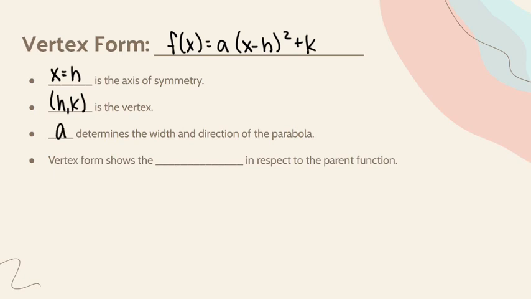A determines the width and the direction of the parabola, and vertex form shows the transformations of a function with respect to the parent function. The a tells us if there's a vertical stretch or a vertical compression, as well as if there's a reflection. And then h tells us the movements left and right, and k tells us the movements up and down.